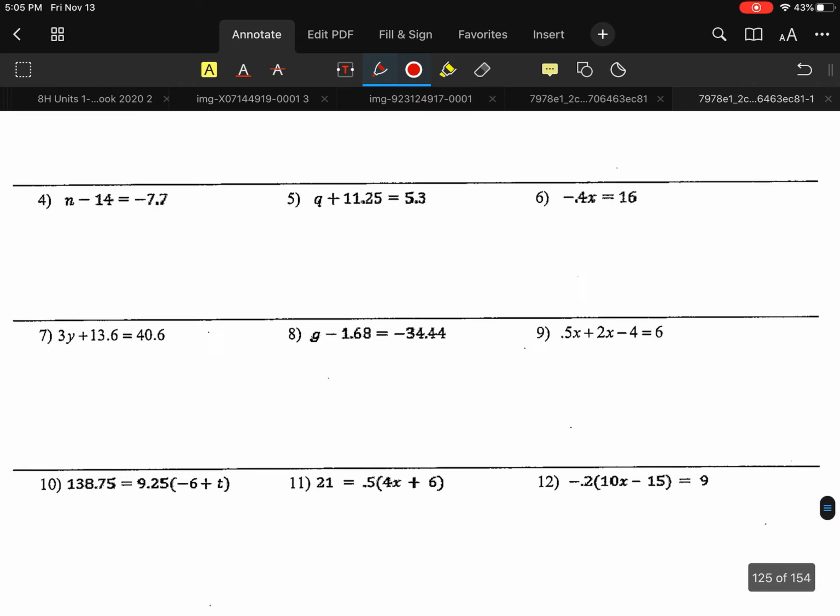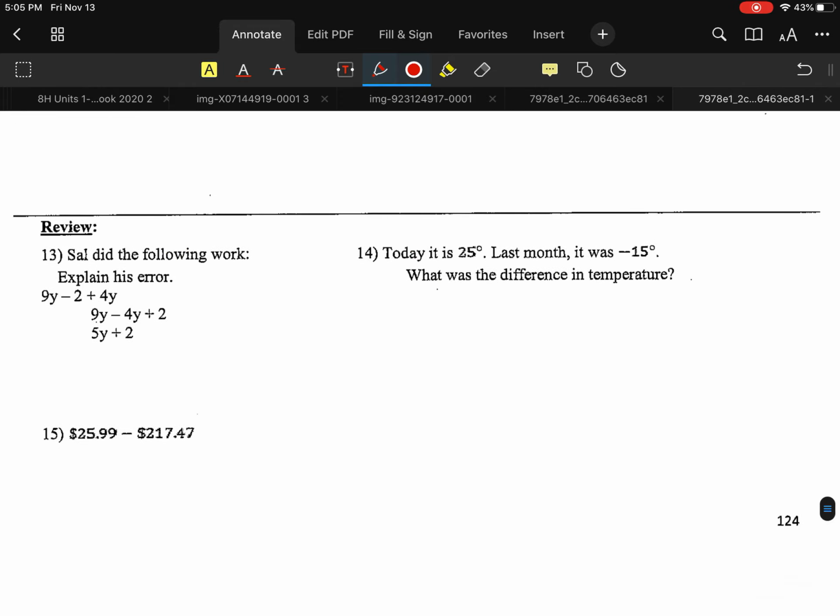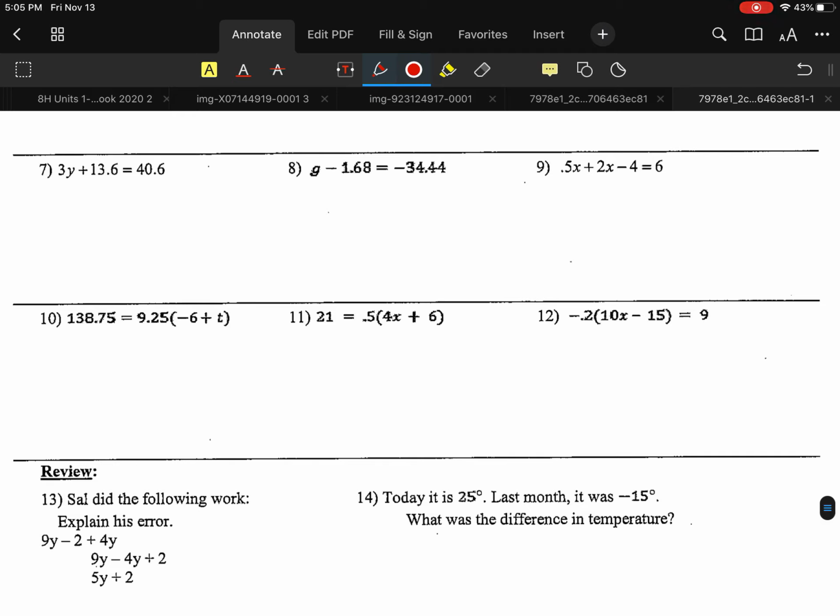And the Google form questions will be from the homework page 124.